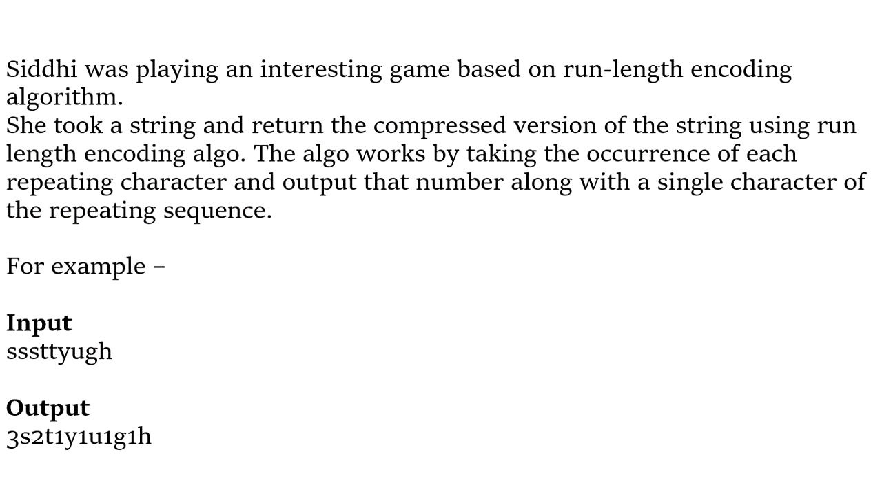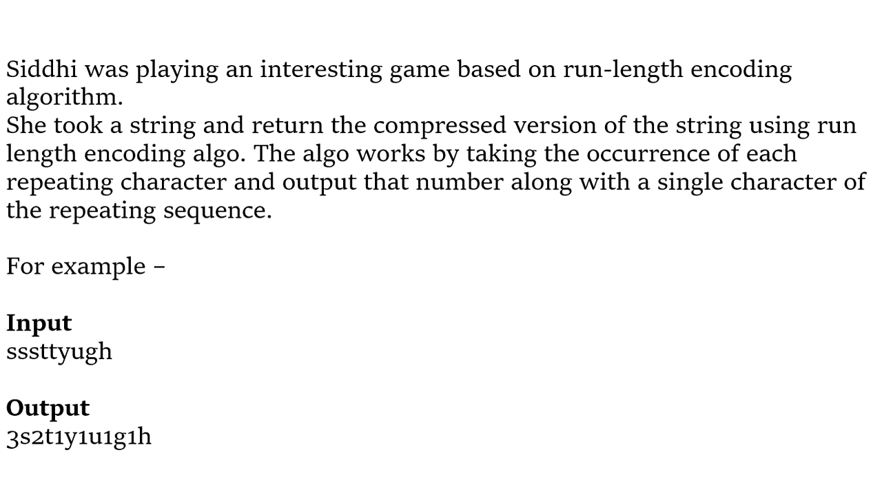This question was recently asked in a coding exam. That's why I included this in the video. Okay, so the question says, Siddhi was playing an interesting game based on the run length encoding algorithm. She took a string and returned the compressed version of the string using the run length encoding algorithm. The algorithm works by taking the occurrence of each repeating character and outputting that number along with a single character of the repeating sequence, right?